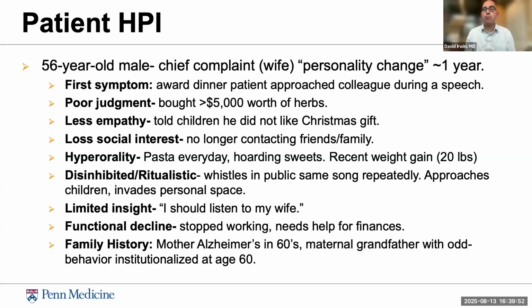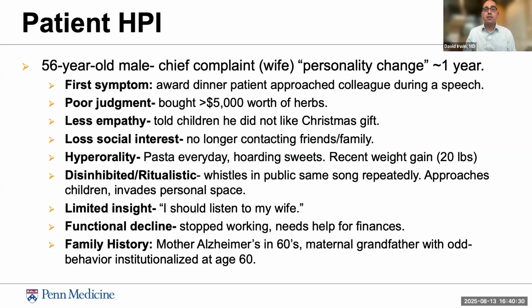And that resulted in a rapid weight gain of about 20 pounds over the course of 2 to 3 months. When discussing this with the family and the patient, the patient had limited insight, saying superficially, I should listen to my family, but not really showing the emotional depth of understanding the concern and the situation. There are aspects of functional decline, in addition to the social changes outlined here: difficulty with executive functioning, keeping up with job responsibility, and needing assistance with the finances.